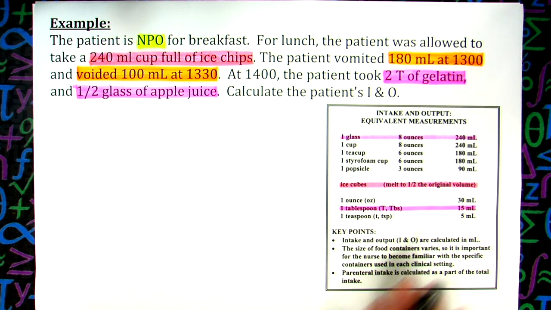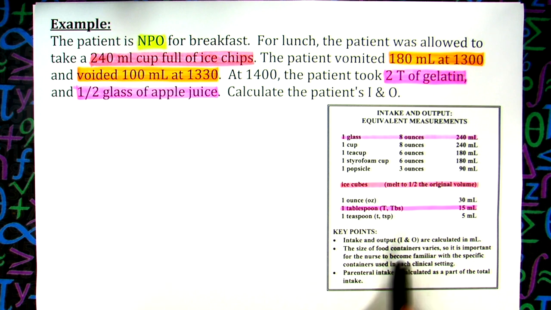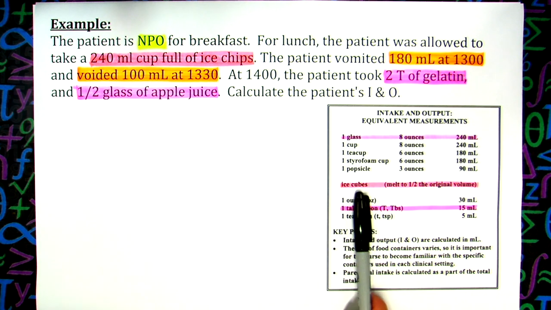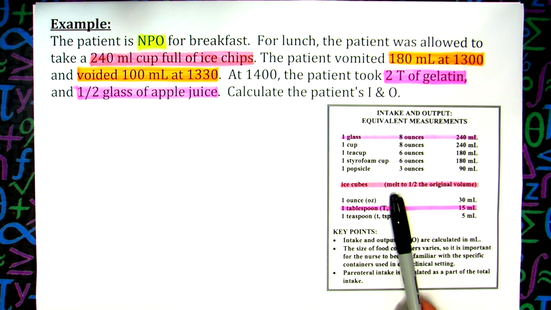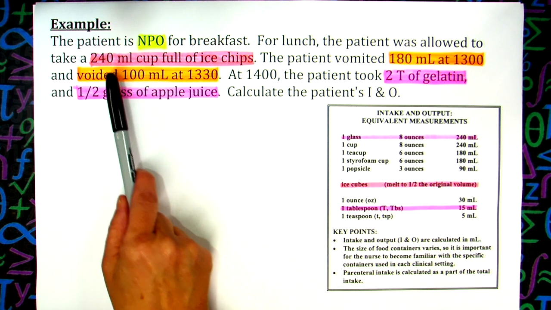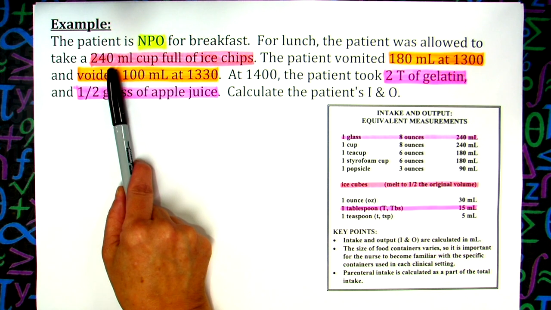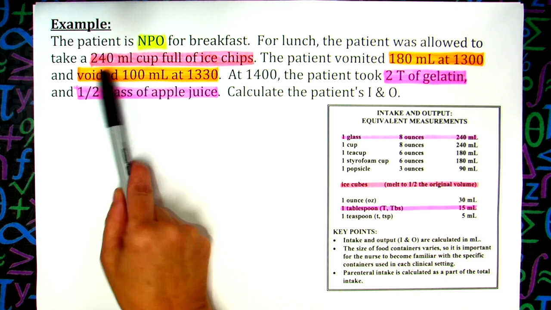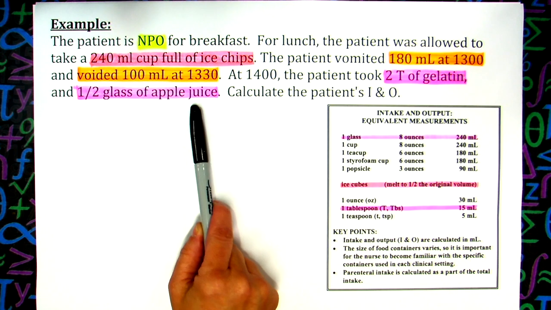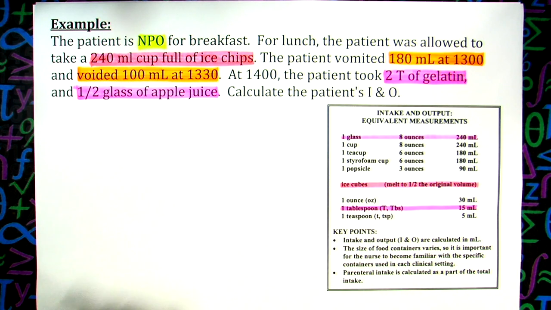output. I do have a little helpful chart here with some things highlighted that correspond to things I've highlighted in the question. Probably the number one important thing to remember is whenever there's ice chips or ice cubes involved, they melt at 1/2 the original volume. So if a patient takes 240 milliliters of ice chips, you're only going to add in half of that, so 120.